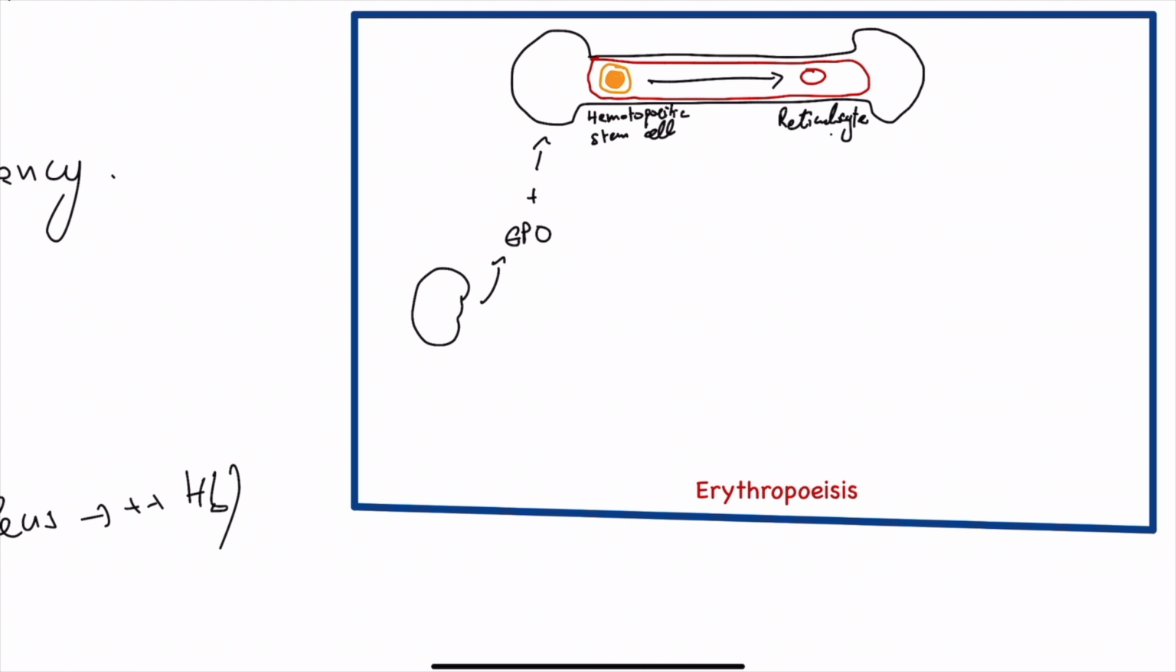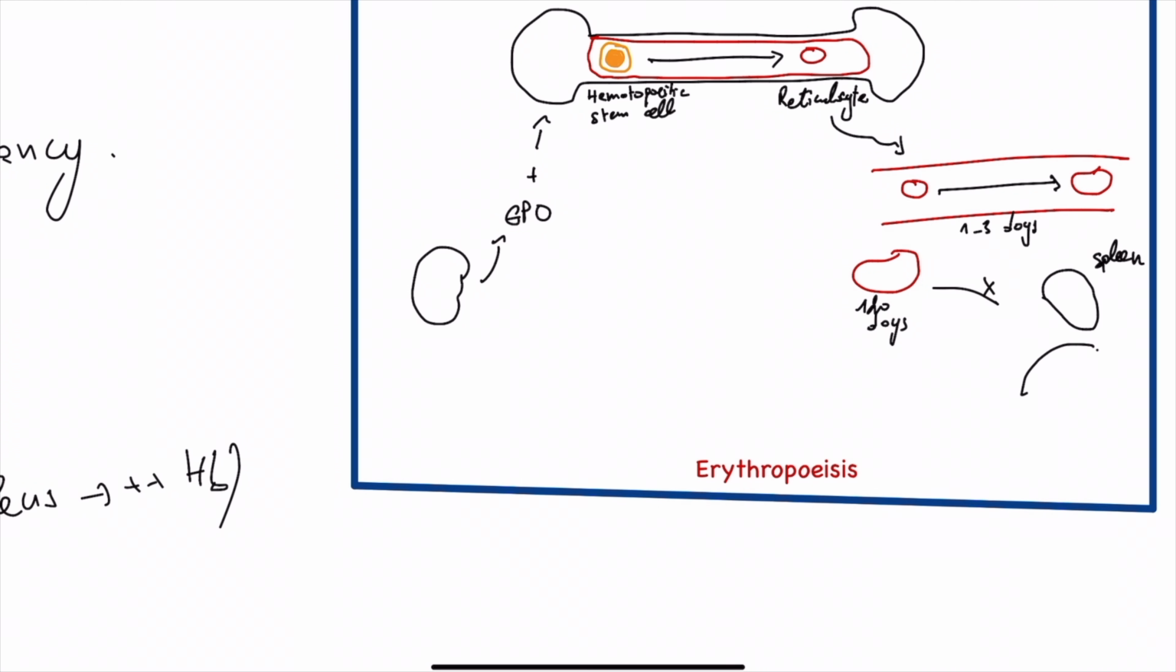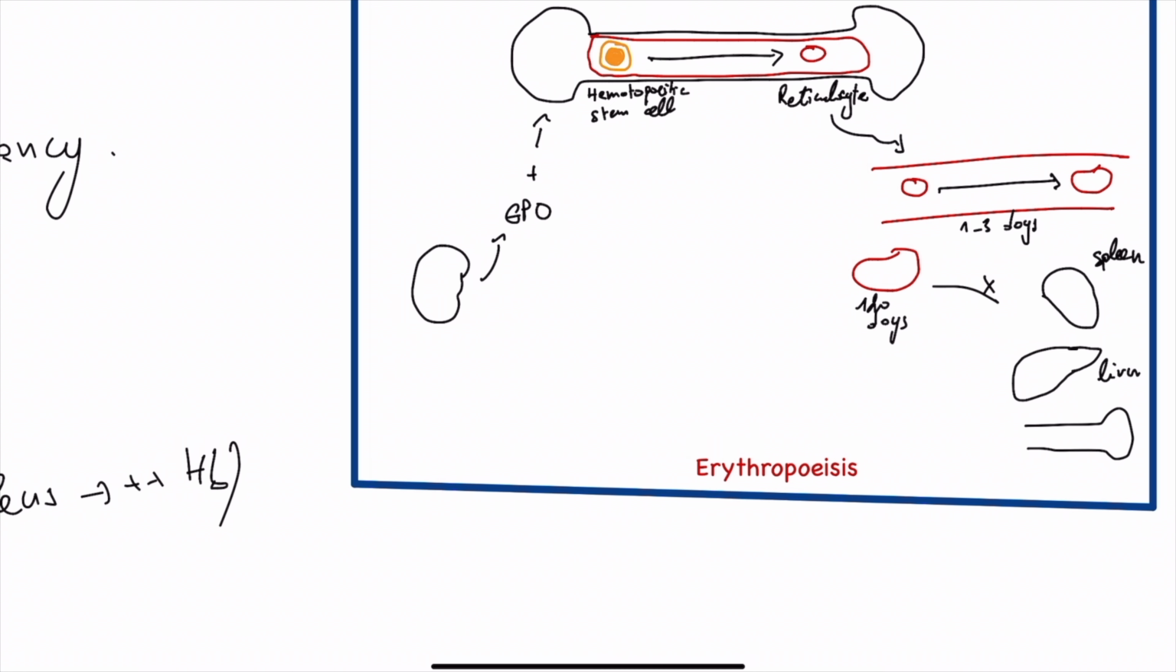The reticulocytes leave the bone marrow to the vessels and become a fully mature red blood cell in 1 to 3 days. The red blood cell survives in the blood circulation for 120 days, then gets eliminated by the spleen, the liver, and the bone marrow. This process is called hemolysis.